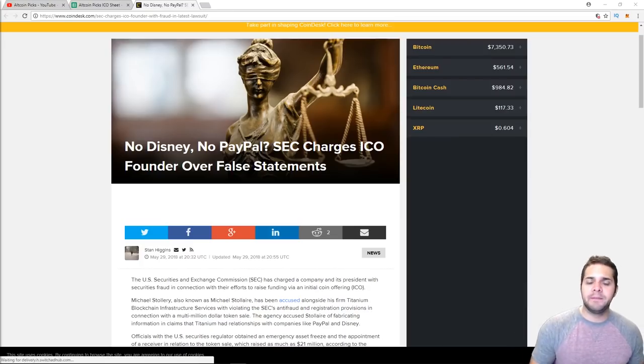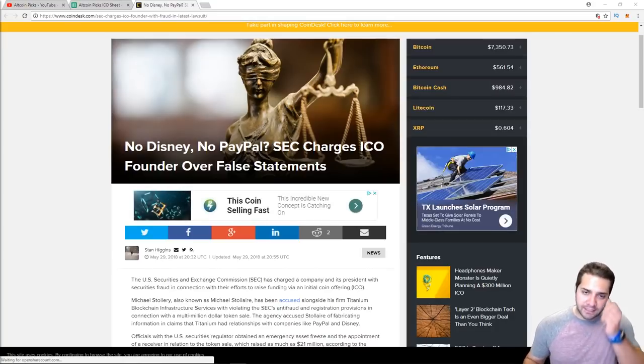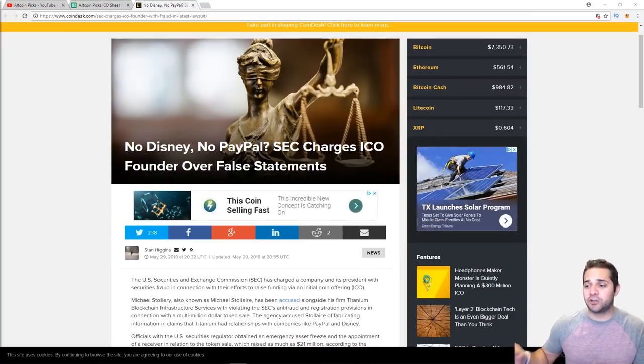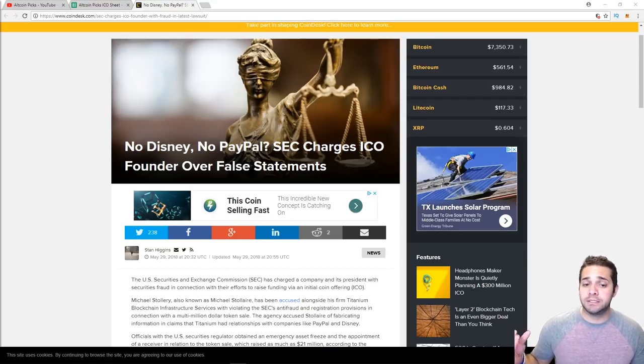So now I'm going to try to be fairly quick with this so that we can just get through it. First, we have no Disney, no PayPal. SEC charges ICO founder over false statements. And they're talking about, of course, Titan Blockchain Infrastructure Services, or TBIDS. So they had a huge issue with someone supposedly stealing the funds. Huge amount of FUD. Everybody was wanting to get out. Well, supposedly, they violated the SEC anti-fraud and regulations provisions. So they're accused of fabricating information and claims that Titanium had relationships with companies like PayPal and Disney.